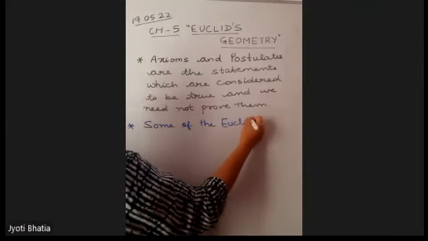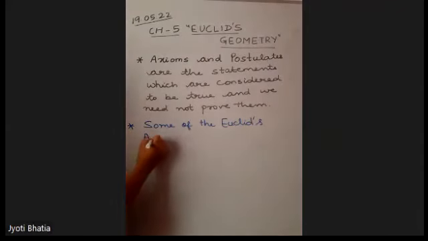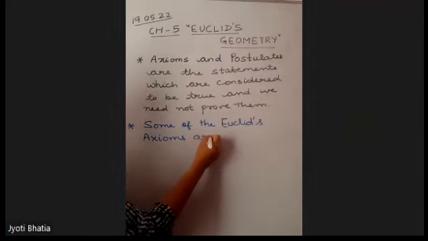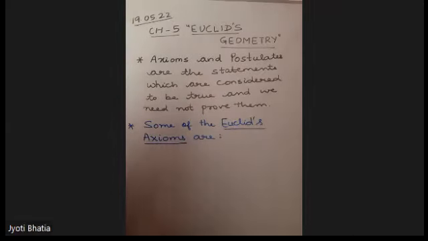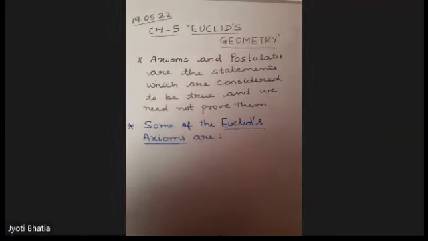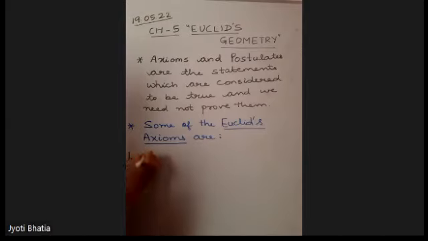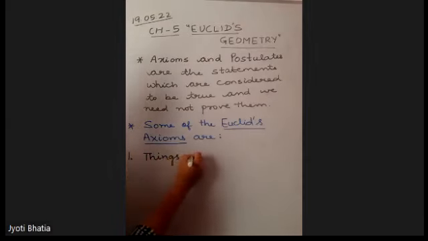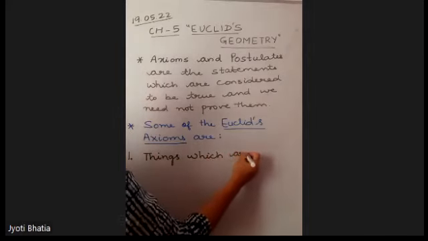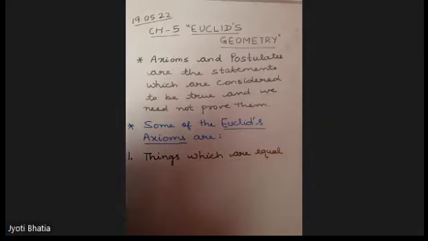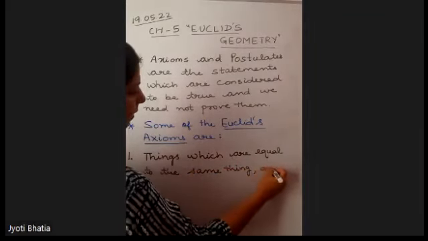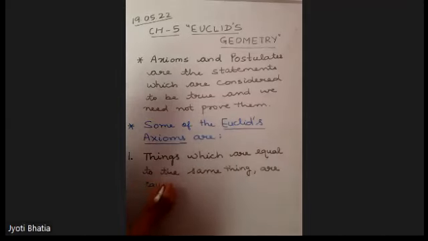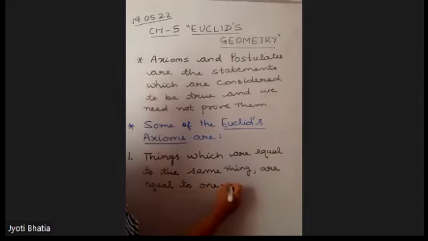Now, certain axioms given by Euclid I am sharing here. Things which are equal to the same thing are equal to one another.